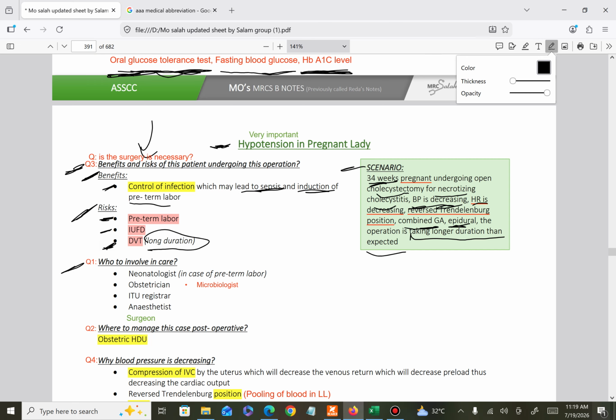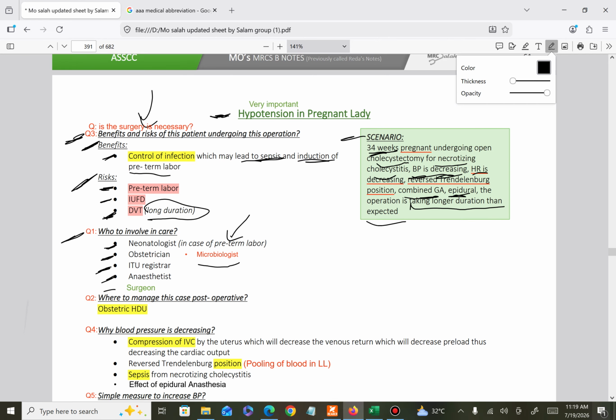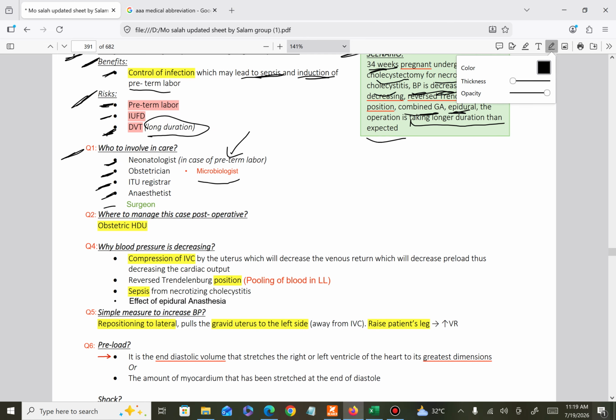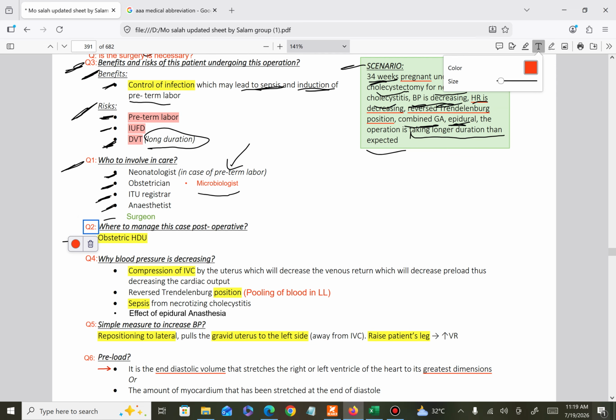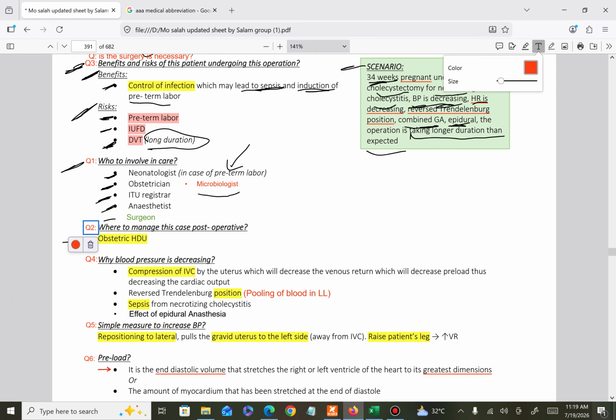So who to involve in care? We will involve a neonatologist in case of preterm labor, an obstetrician, microbiologist, ITU registrar, anesthesiologist, and surgeon. Then how are we to manage this case post-operatively? We will manage this patient in the obstetric high dependency unit.